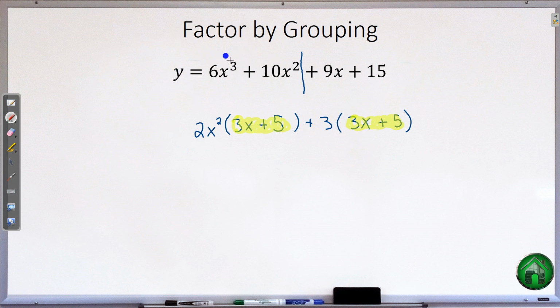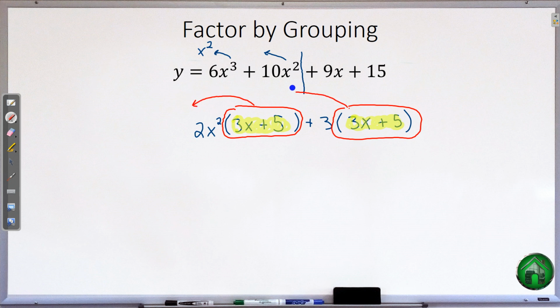So over here, we pulled out an x squared because it was in common. There's an x squared inside this and an x squared over here, and we pulled it out to the front. And that's exactly what we are going to do with the parentheses. We have a big term over here, and it has a 3x plus 5. And we have a big term over here, and it also has a 3x plus 5. And so we're going to take those and pull them out, factor them out. So it goes to the front, 3x plus 5.